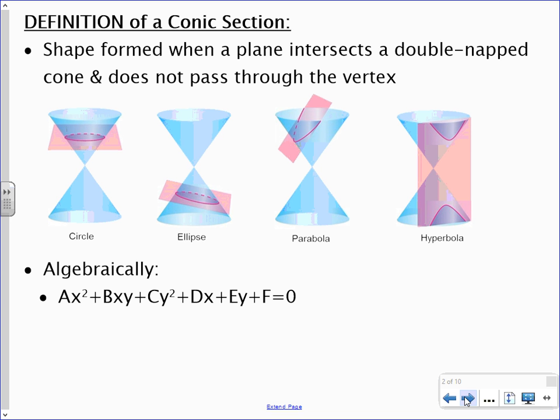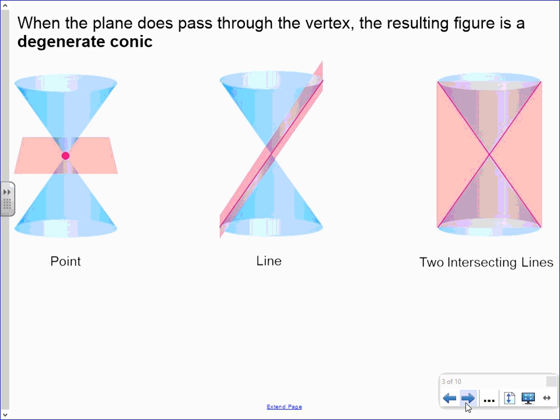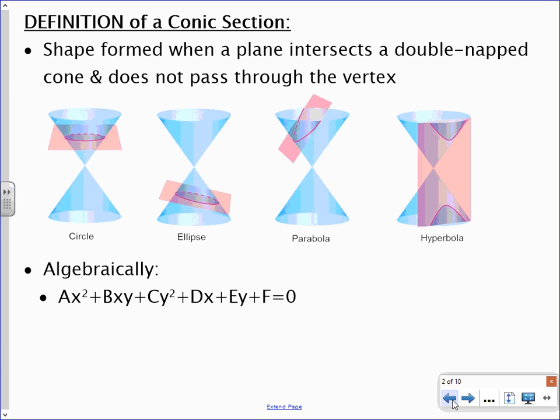Now, this next slide you don't need to write down, but are these all the possibilities of a plane cutting through a double-notched cone? It's not, is it? We could cut right through the vertex and get a point. We could cut right along the slant and get one line, or we can cut perpendicular through the cone and get two intersection lines. So technically we have these three options as well, but we're not going to worry about those. We're going to worry about these.